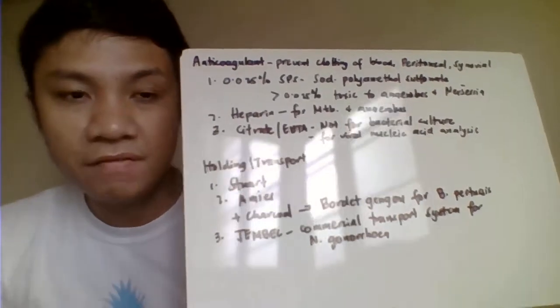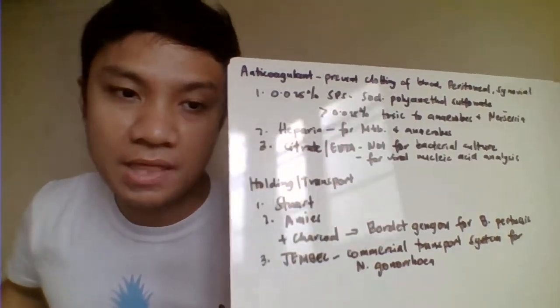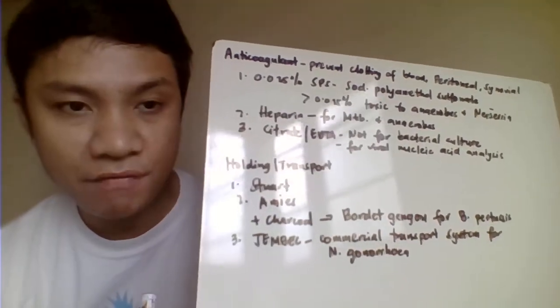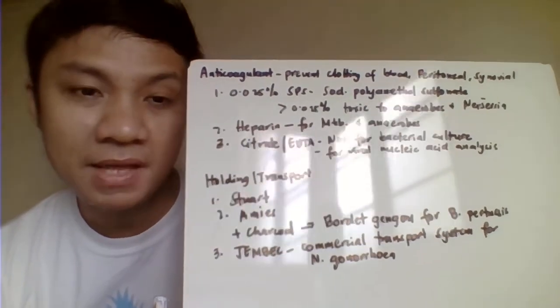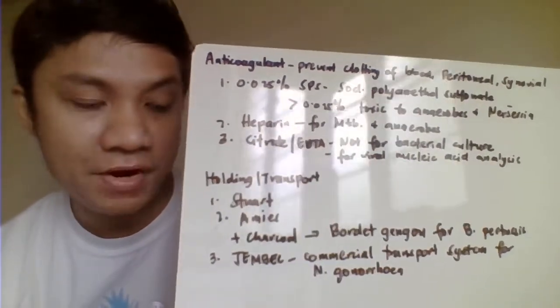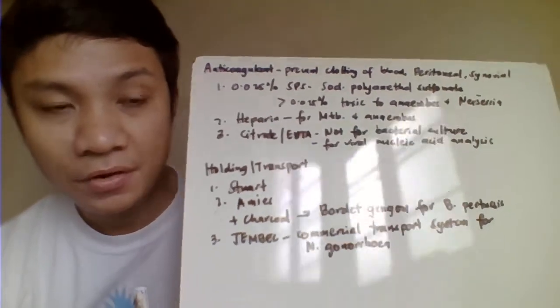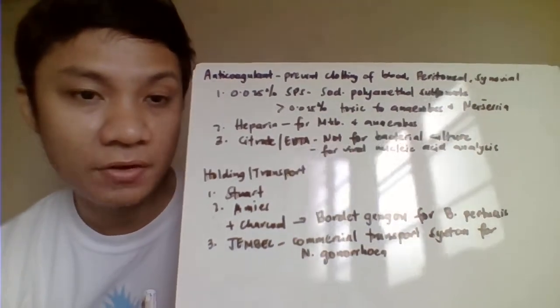Okay, then we have the different anticoagulants used for the preservation of your specimen. That's primarily to prevent the clotting of your blood for the blood culture, or even your synovial fluid or peritoneal fluid.